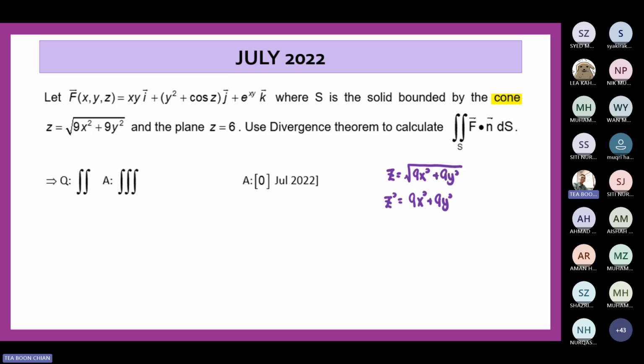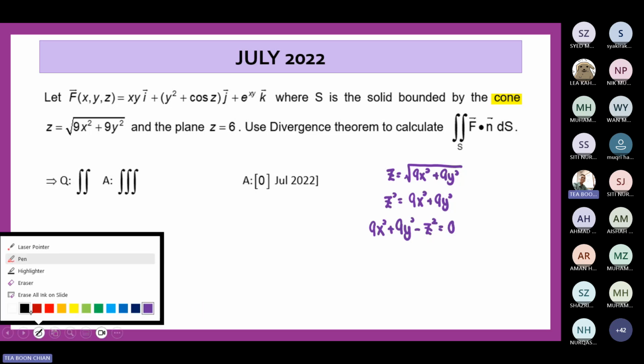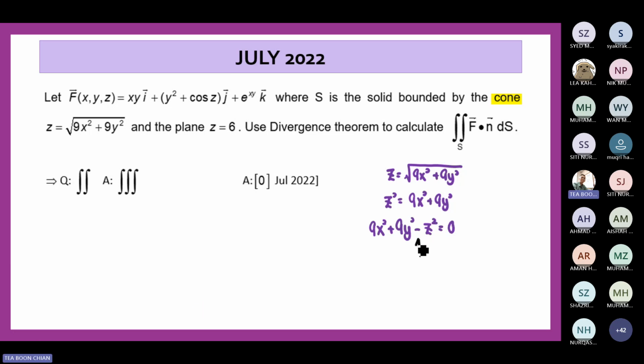Susun semula semua variable sehingga semua variable di satu side yang sama. So if I rearrange, I actually have 9x squared plus 9y squared minus z squared equals 0. Now, what I want to draw your attention to is actually this operation, minus z squared. You have x squared plus y squared, but minus z squared. This is actually not a sphere equation.